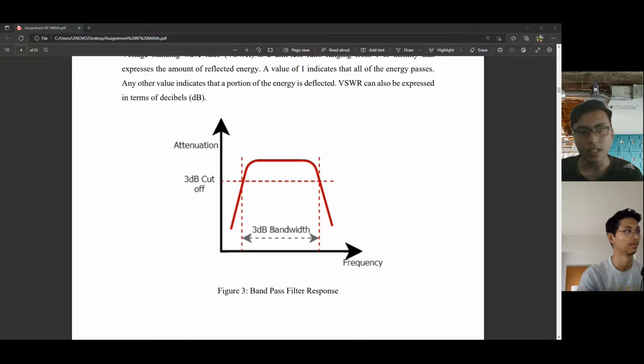Okay, so this is the graph that shows that in a bandpass filter we have high and low pass in the same graph.